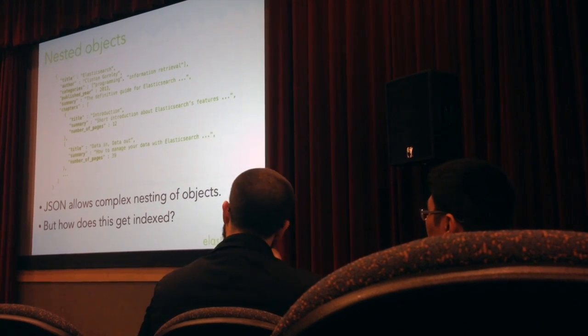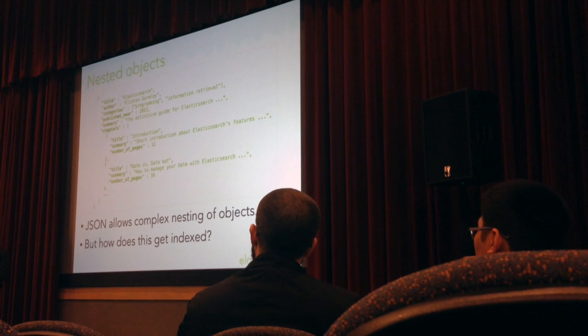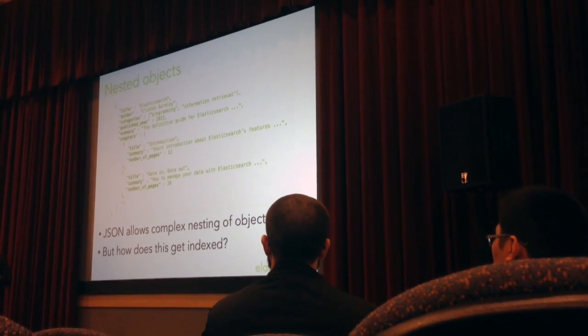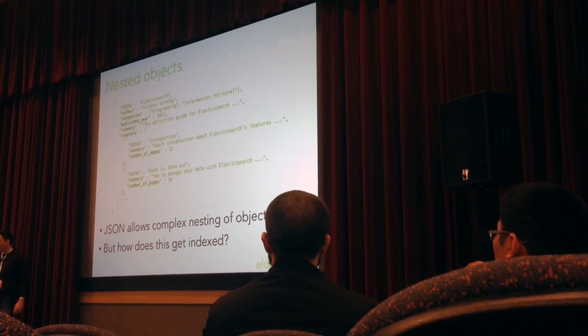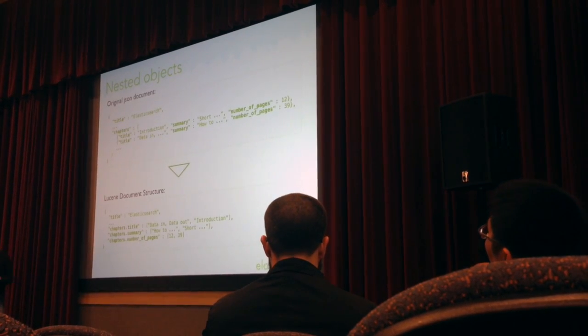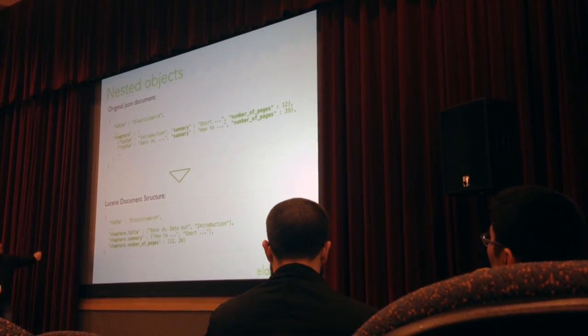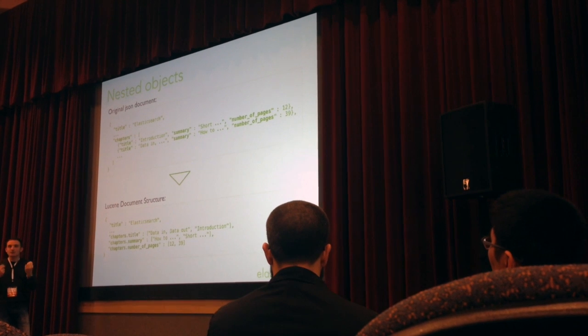Remember I told you that every Elasticsearch document, which is JSON, gets translated into a Lucene document. And a Lucene document is kind of a different story. It doesn't know about nesting or inner objects. Just key value pairs, that's it. So what happens is that this document gets translated into this Lucene document. And you see, you lose the connection between the chapters.